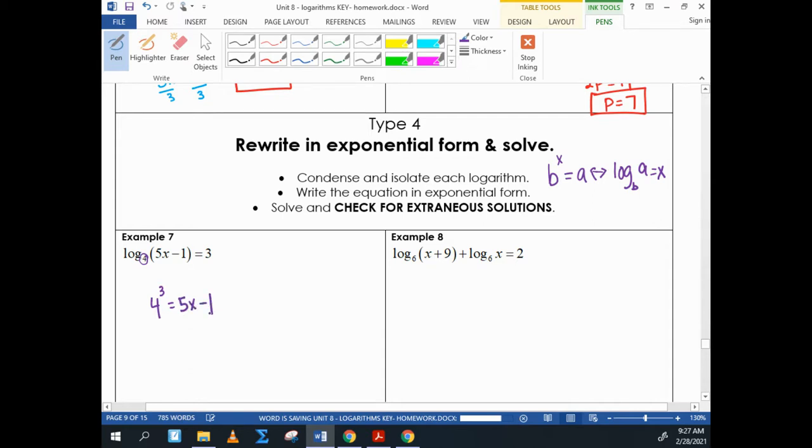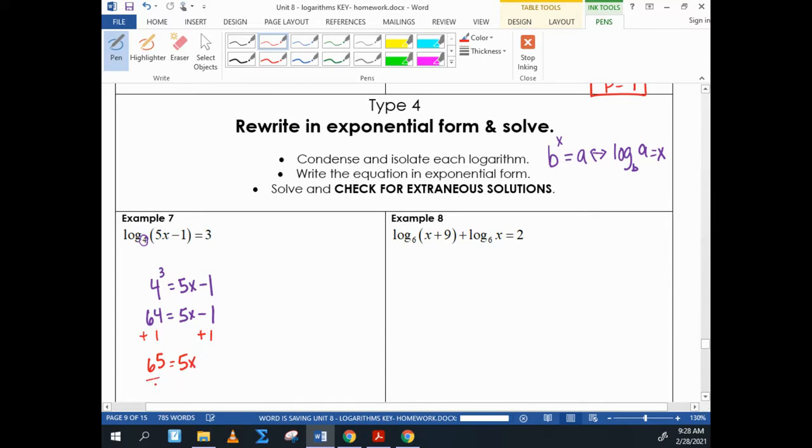Now it's a lot easier to solve. In fact, 4 to the third is just a number. Your calculator, if you plug it in, 4 caret 3, tells you it's 64. Now it's even easier to solve. You're just going to add the 1. So 65 is equal to 5x. Then you can divide by 5, and x is equal to 13.